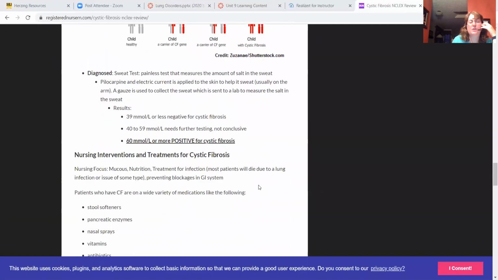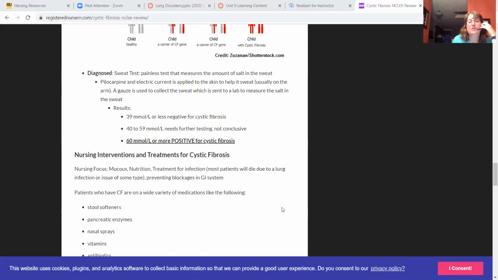So to diagnose this, they do something called a sweat test. This measures the amount of salt in the sweat. Pilocarpine and electric current are applied to the skin to help it sweat, usually on the arm. A gauze is used to collect the sweat, which is sent to the lab to measure the salt in the sweat. To be positive for cystic fibrosis, it has to be 60 millimoles per liter.